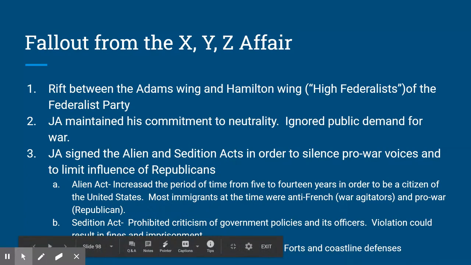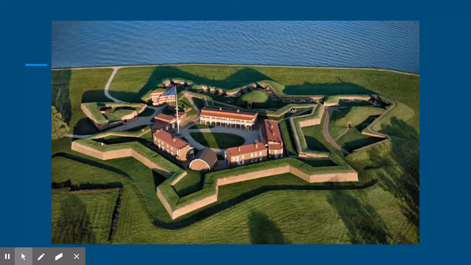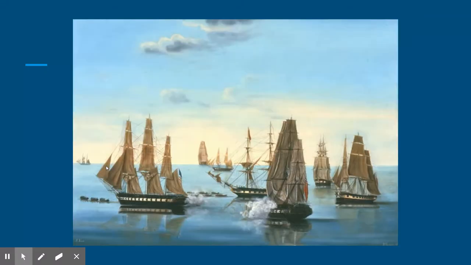And John Adams, down here at the very bottom, becomes known as the father of the American Navy because the United States begins to militarize in the eventuality that we end up going to war. So he helps construct a navy. He begins funding the building of forts and coastline defenses in case of a war with France. These are forts, like Fort McHenry, which later will become famous in the War of 1812. This type of fort was constructed in the Chesapeake to help guard Washington, D.C. There's your French. There's your Navy, the building of an American Navy.